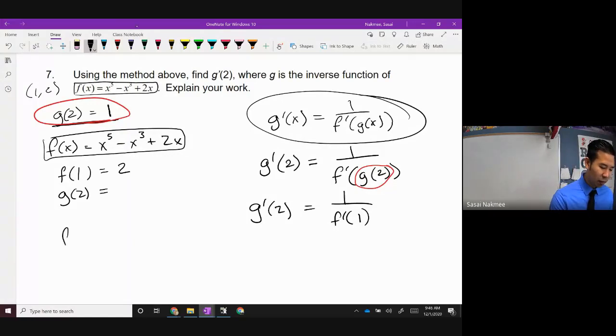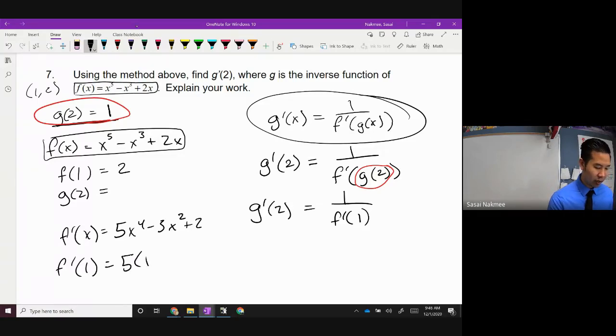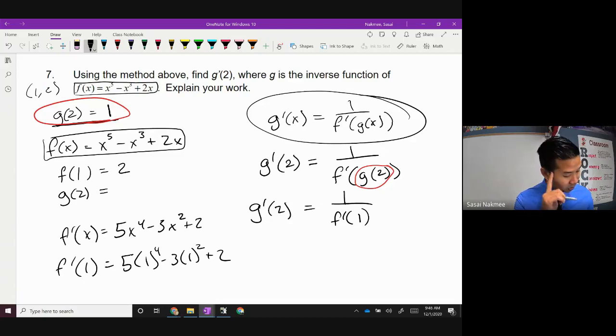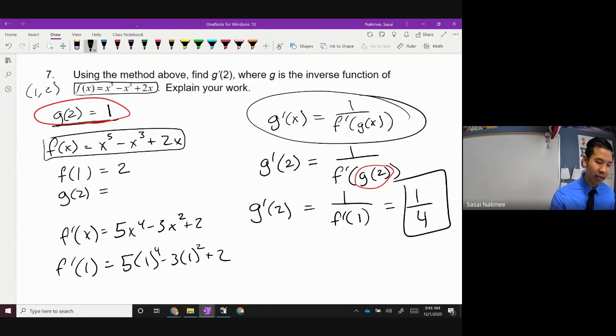Which means then f prime is something you also have to find, which is the derivative of that, which is going to be 5 times x to the 4th minus 3 times x squared plus 2. And we just simply plug in 1 and see what we get here. We get 5 times 1 to the 4th minus 3 times 1 squared plus 2. So 5 minus 3 is going to give me a 2, plus 2, which is 4. This is going to be equal to 1 over 4, and that's my answer.